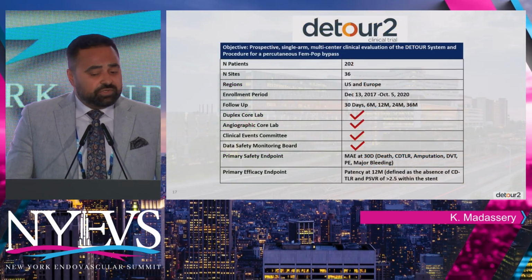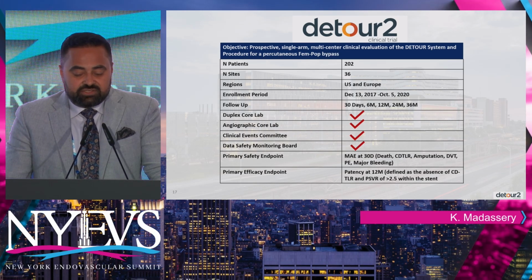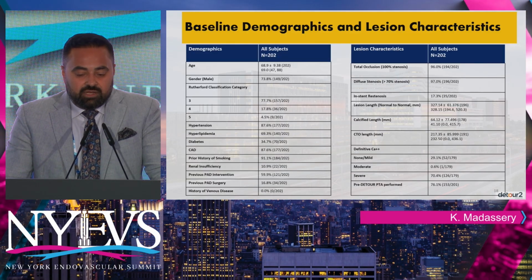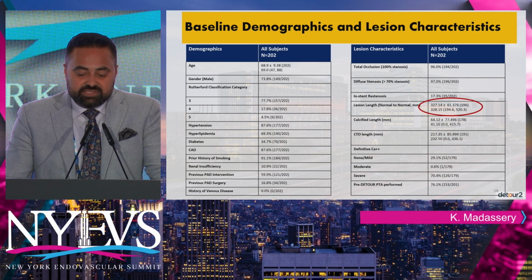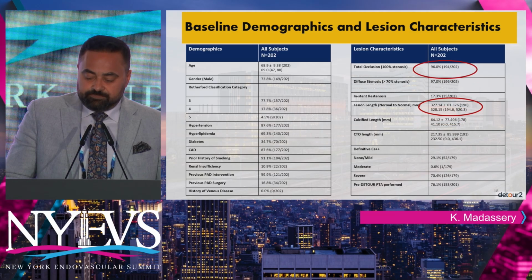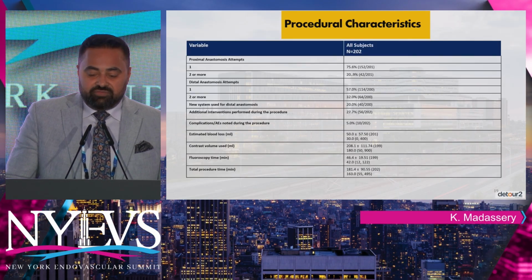Their patients were 202 patients at 36 sites in US and Europe. Finished in 2020, and they looked at safety and efficacy endpoints, as you can see here. I'm not going to go through all this stuff, but you can see the lesion length was 32 to 33 centimeters, and total occlusions with 96% of patients, which is great when you have this kind of patient population.